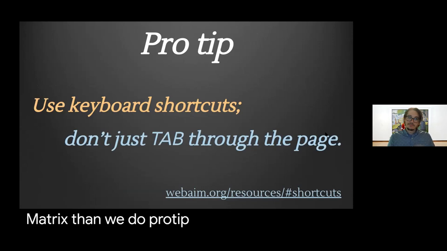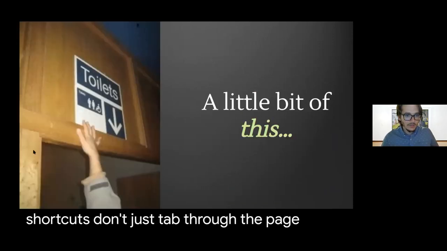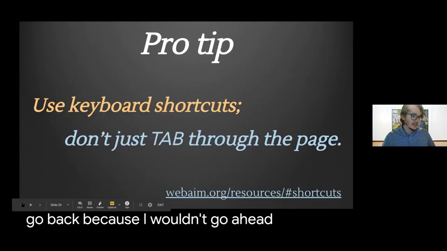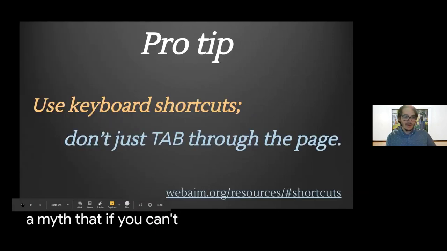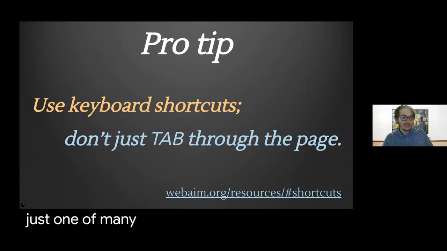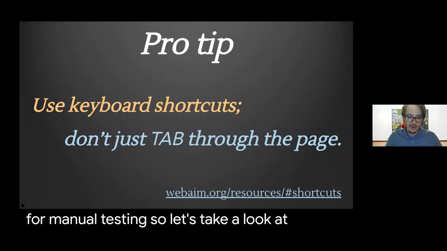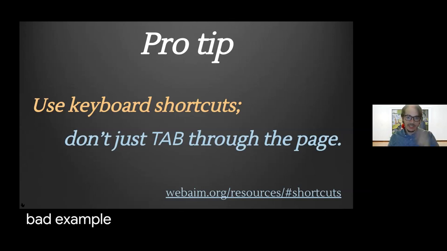Pro tip, use keyboard shortcuts. Don't just tab through the page. Let's go back because I went ahead. I think it's a myth that if you can tab through every element on the page, then it's accessible. That's just one of many ways that screen reader users navigate, and it falls far short of due diligence for manual testing. So let's take a look at a really bad example of an accessible web page.